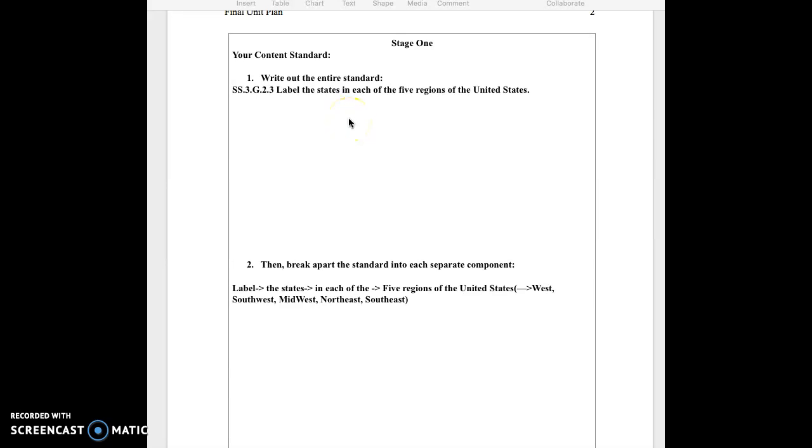Hi guys, this is Haley Ratchford, and for my unit plan, I'm going to be using the standard Label the States in each of the 5 regions of the United States, and it's a 3rd grade standard. Even though it's a pretty simple one, it will take a long time because there are 50 states and 5 regions you have to cover and they have to memorize. So I thought it was really important that I plan out 10 days for this.